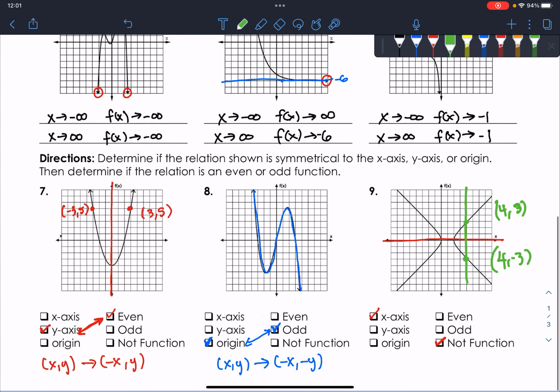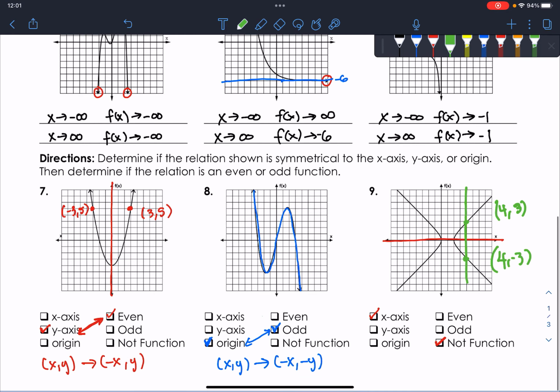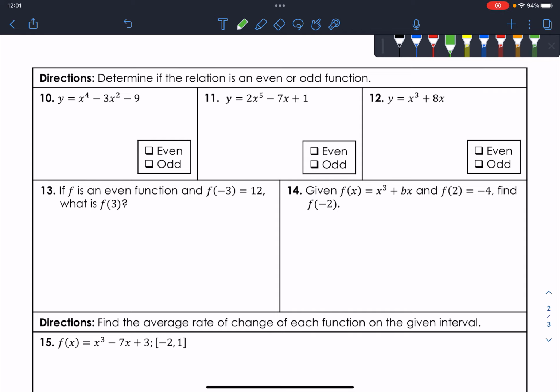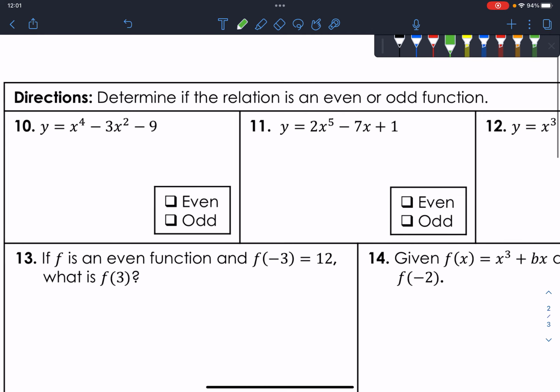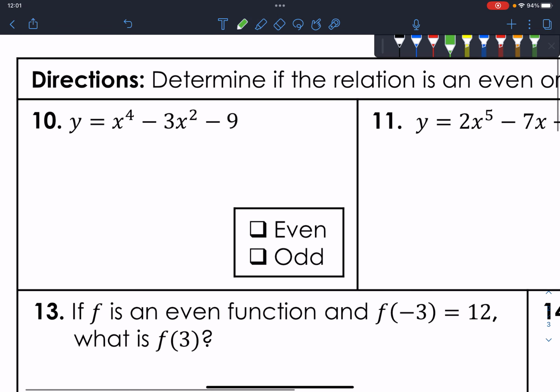Let's look now at the back page. At our next page, we need to determine if the relation is an even or odd function. Now, we can do this in one of two ways: by remembering the shortcuts, or by remembering what it means for a function to be even or odd.